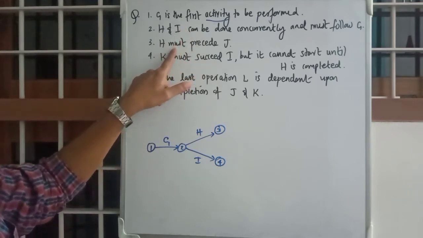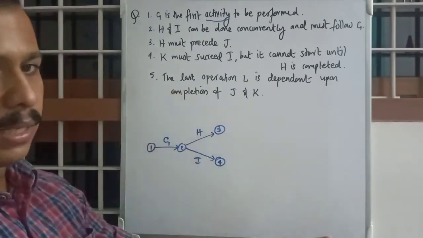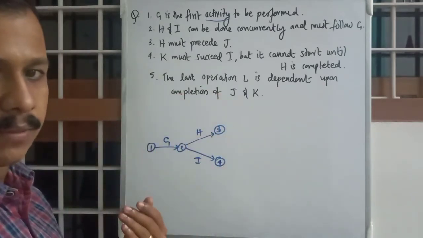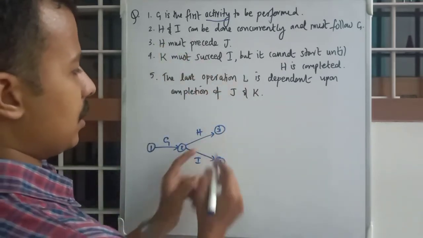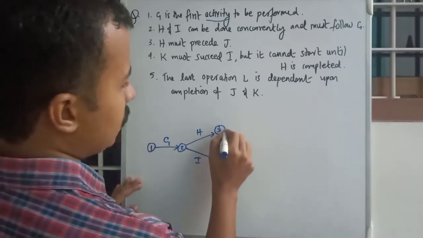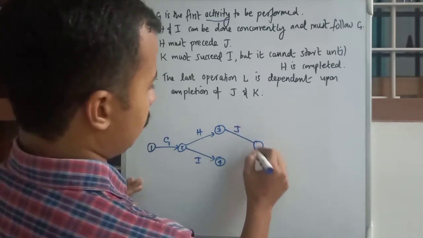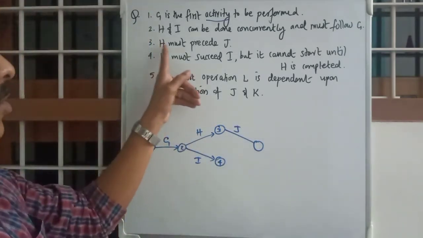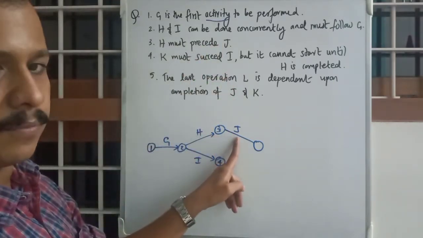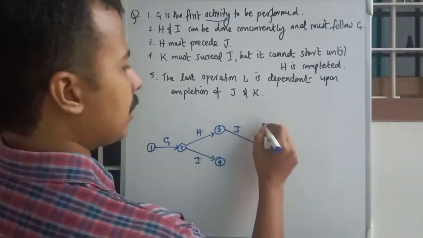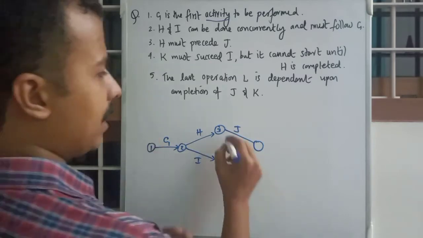Third condition, H must precede J. Precede means H will be coming before J. That means J is a successor of H. So J is successor of H. That means this is J. Okay, so H must precede J. H is preceding J. Okay, so you can just draw right here, because I know there will be a continuation like this. There is no mistake in drawing it straight.